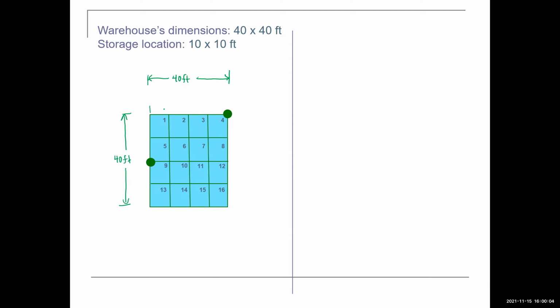And each of these boxes is 10 feet wide, and also 10 feet in this direction. Okay, so we have those dimensions, and those dots in the figure are representing the location of the doors. So if you're going to move something out of this warehouse, you have to use this door or the door at the top right corner.